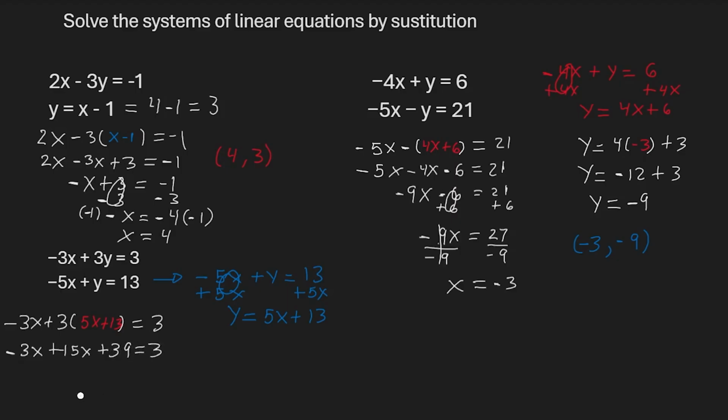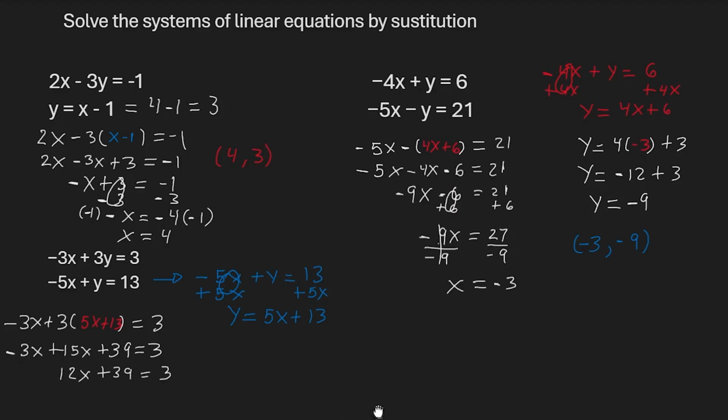Next step, we're going to combine like terms. Combining like terms on this case, can you see that they have different signs? Subtract, and give the sign of the biggest number. The biggest number is positive, so this is going to be positive 12x. Then I'm going to bring down 39, and all of that equals 3.